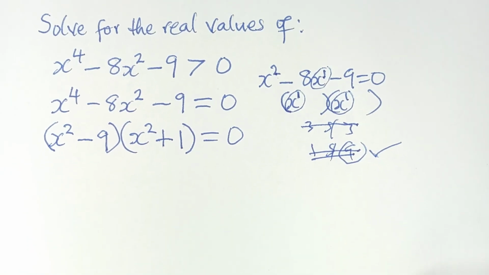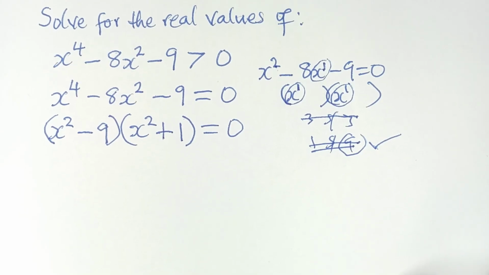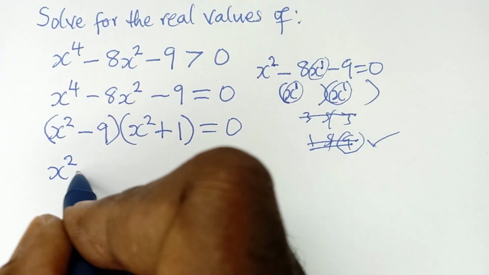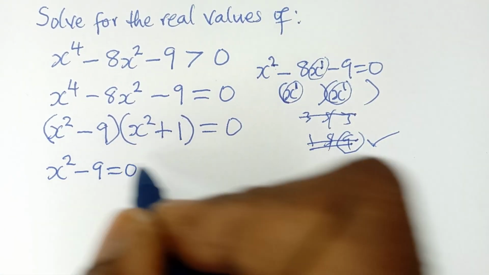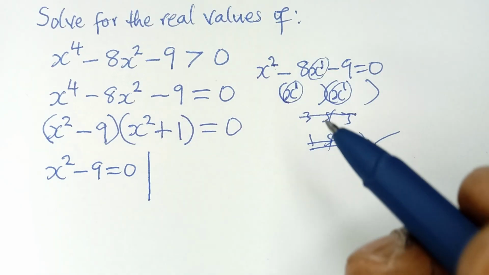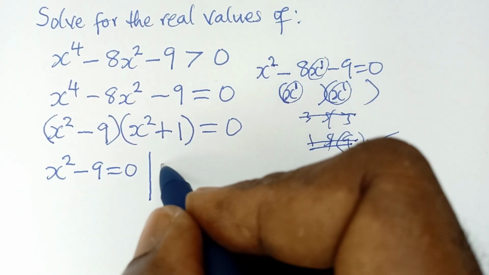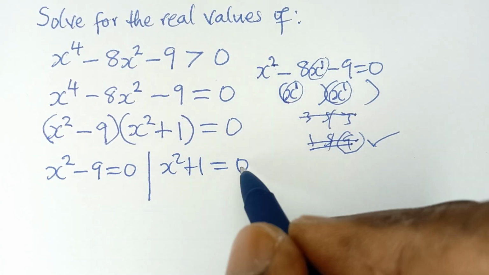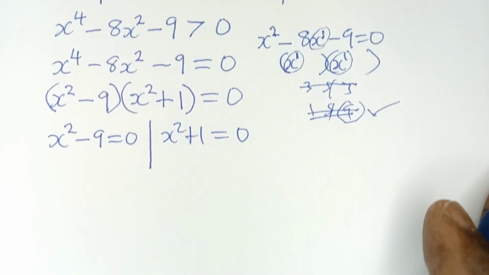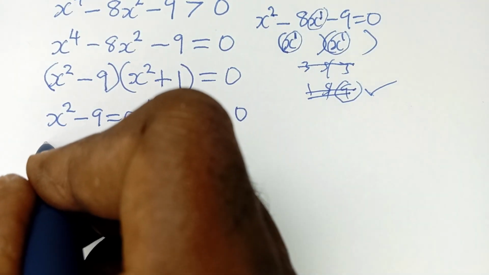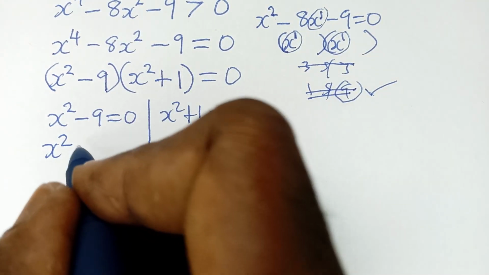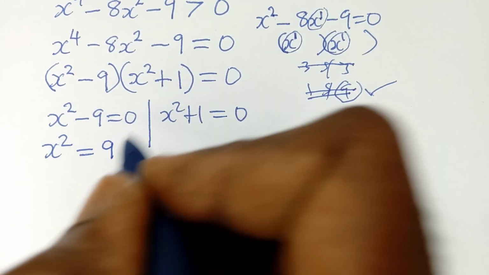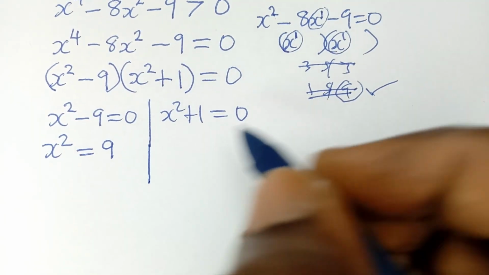Now the next thing to do is to equate each of the brackets to 0 in order to find the value of x. So I'm going to say x squared minus 9, we equate it to 0. That will give us one of the answers that we're looking for. And then we also say x squared plus 1 is equal to 0. We also equate it to get another answer. So now, if we simplify further, x squared is equal to, this negative 9 goes to this side, it becomes positive 9. The 0 means nothing, so we can ignore the 0.